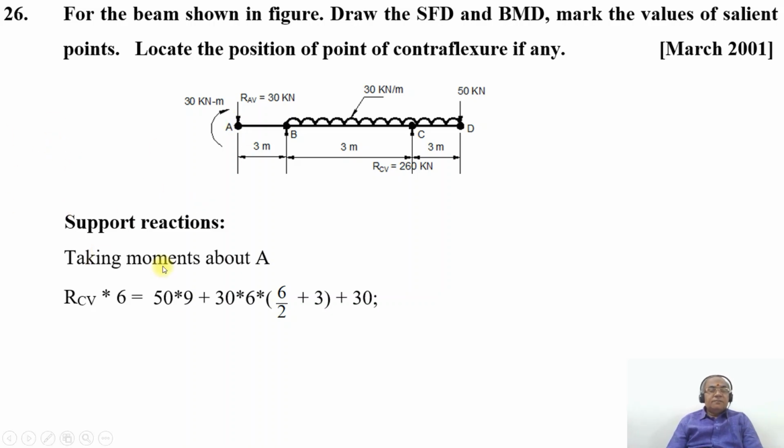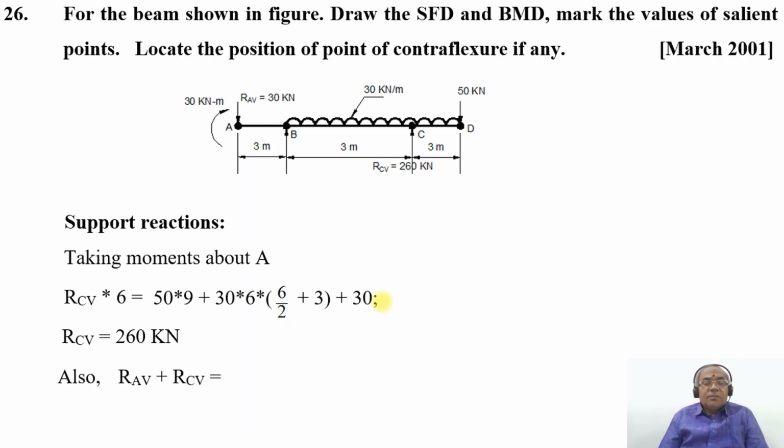So RCV into 6 will be equal to 50 into the entire distance with respect to the beam, that is 50 into 9, plus the UDL, which is for a span of 6 meters. So 30 into 6 into the distance of the center of gravity from the moment point, which is 6 by 2. That distance with respect to the point A will be 3 plus 3, that means 6 by 2 plus 3. Plus you have a clockwise couple at the point A, which is plus 30. On simplification, you will get RCV equal to 260 kilonewton.